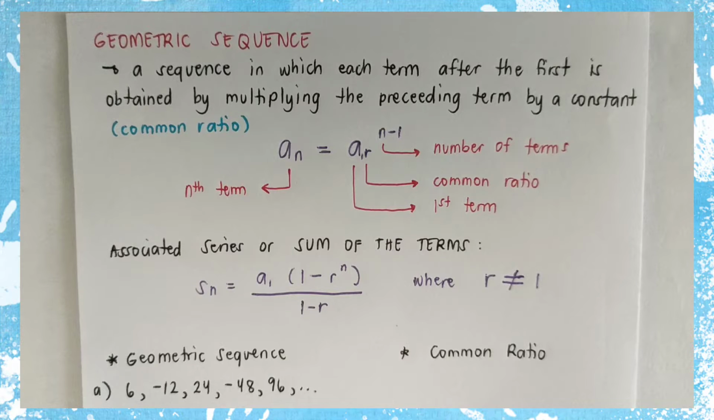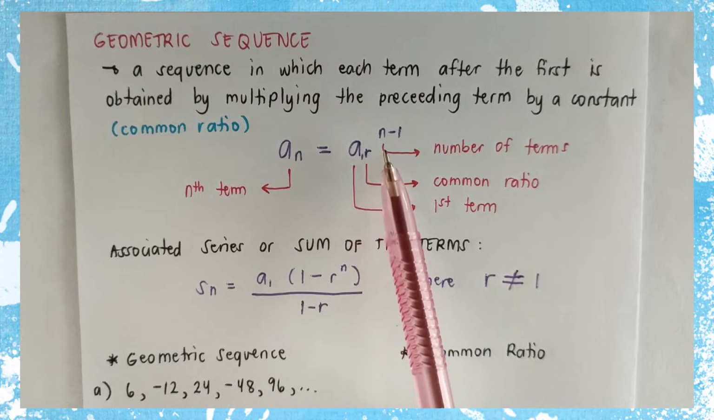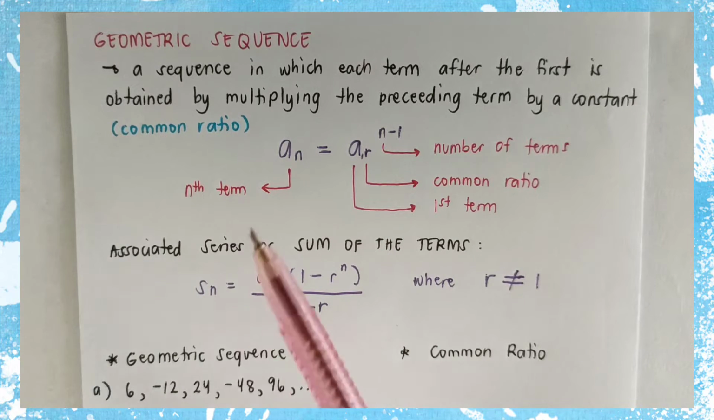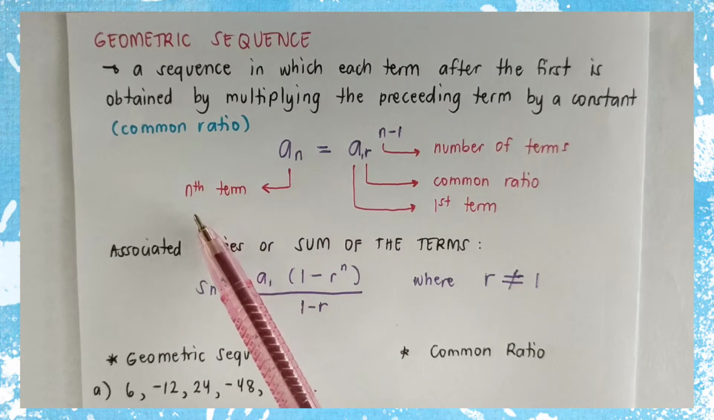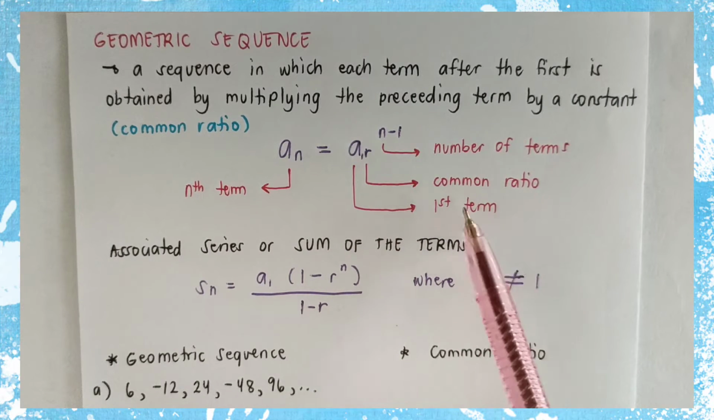When we say geometric sequence, it is a sequence in which each term after the first is obtained by multiplying the preceding term by a constant, and that is known as the common ratio. So we have the formula: a sub n is equal to a sub 1 times r raised to n minus 1. Just like the arithmetic sequence, we have this formula to get the term, wherein a sub n represents the nth term, a sub 1 is your first term, r represents the common ratio, and n represents the number of terms.